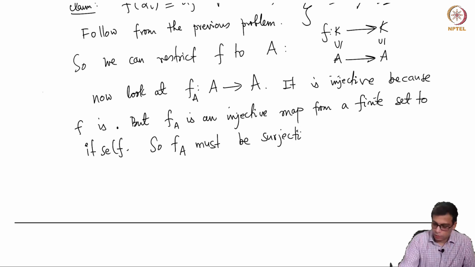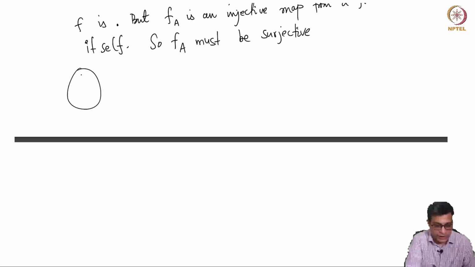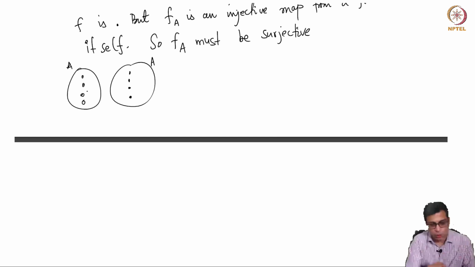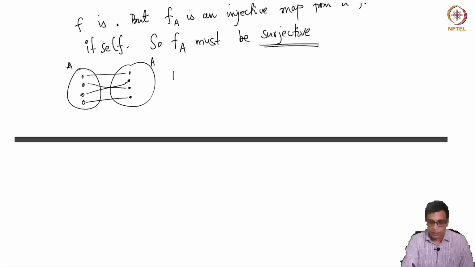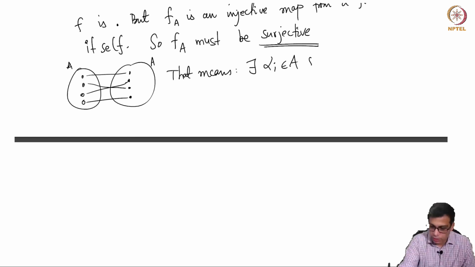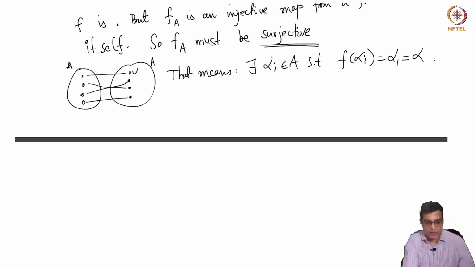surjective. This is a trivial statement. You have a finite set with 4 elements and you are considering maps from that set to itself, but you also know that it is injective. So this goes to this, maybe this goes to this, this goes to this, this goes to this. There is no way that it fails to be surjective. So it has to be surjective. That is, there exists alpha_i in A such that f of alpha_i is alpha, because alpha is one of them. So maybe alpha is this, so this must map to alpha.